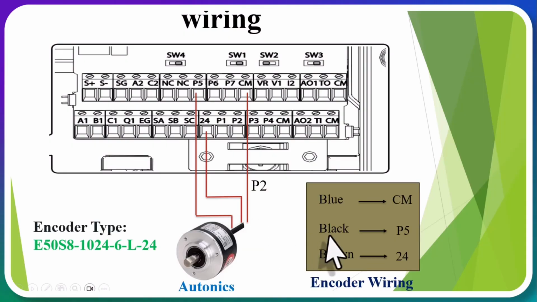As we've written here, we connect the blue wire of this encoder to the CM terminal, which is our common terminal. Our black wire is the one related to the phase A pulse, and we connect it to terminal P5, which is defined as the pulse input. The brown wire, which is the encoder's power supply, is connected to the 24-volt terminal of the inverter.